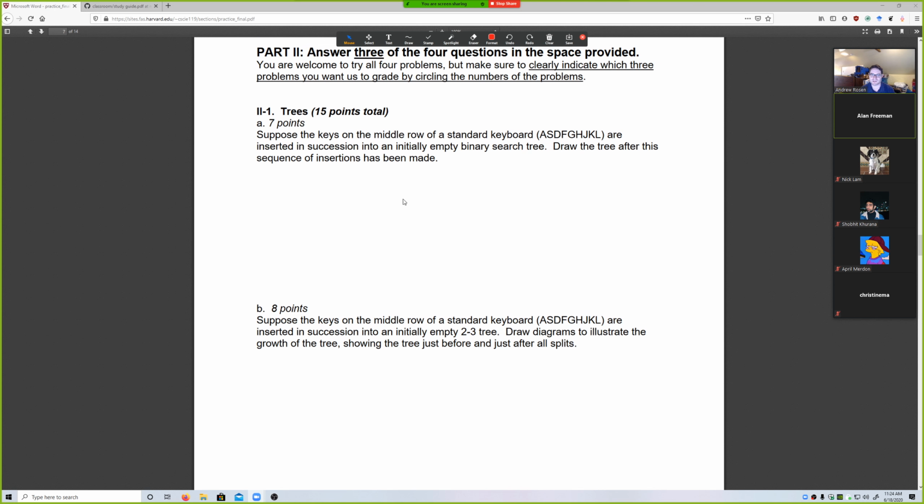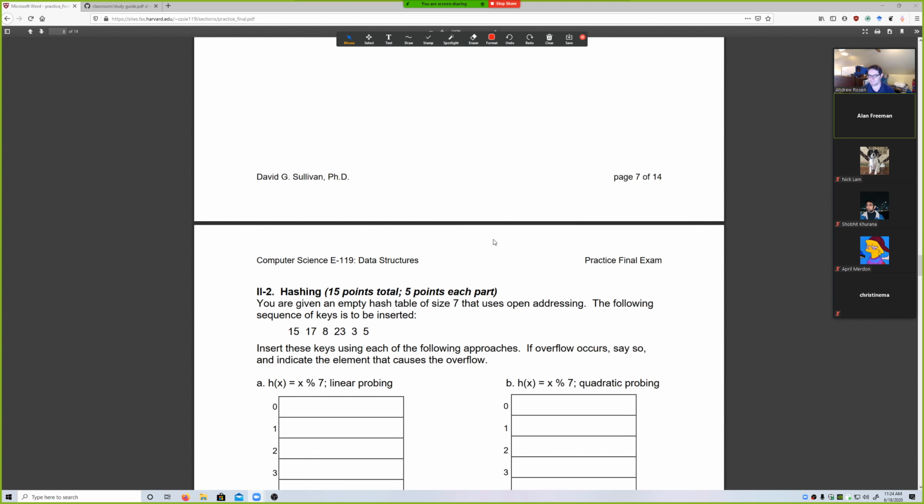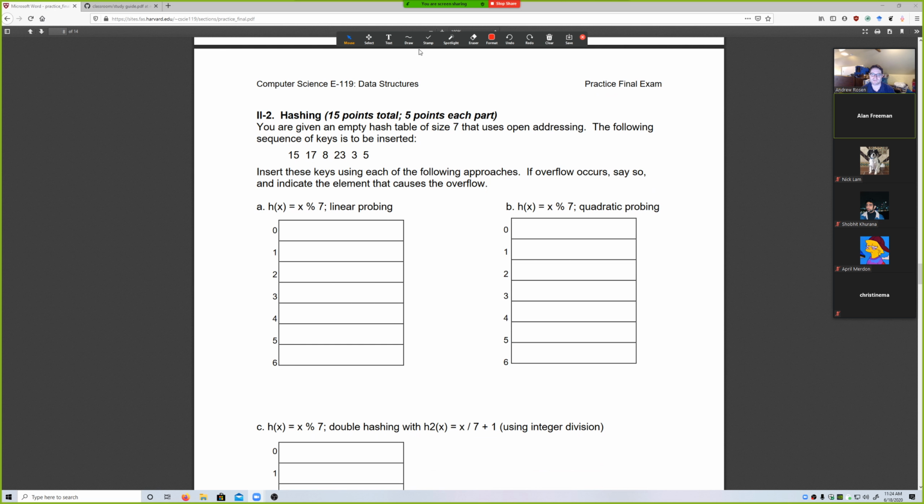You just did this, which is create a binary search tree. So let's look at this part. This is very similar to what you'll have on the exam.